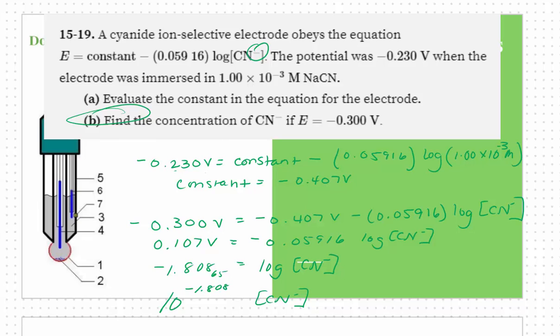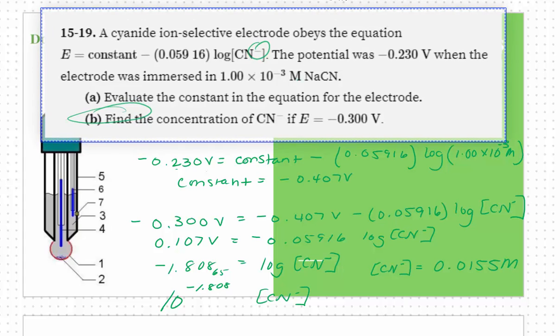In my calculator, that is shift and then the log button. And if you want to check your own keystrokes, the concentration of the cyanide I get is 0.0155 molar.